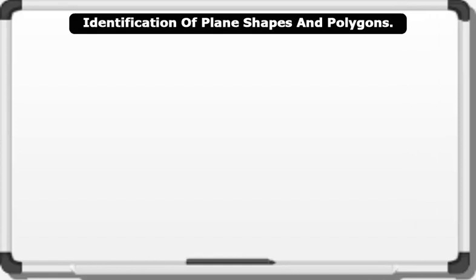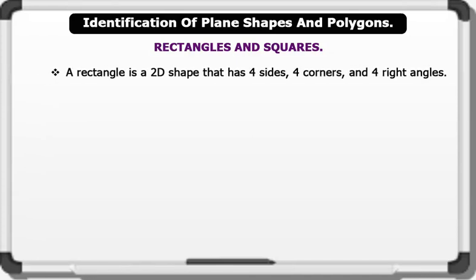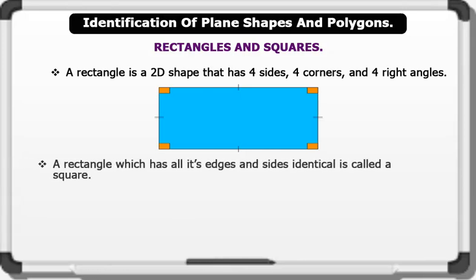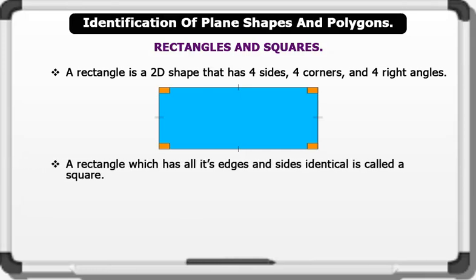Identification of plane shapes and polygons. Rectangles and squares. A rectangle is a 2D shape that has 4 sides, 4 corners, and 4 right angles. The opposite sides of a rectangle are the same length, with one pair being longer than the other pair, as shown in the image below. Note that a rectangle which has all its edges and sides identical is called a square. That's very good.